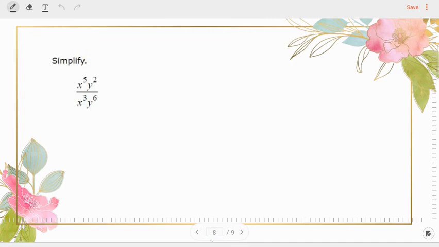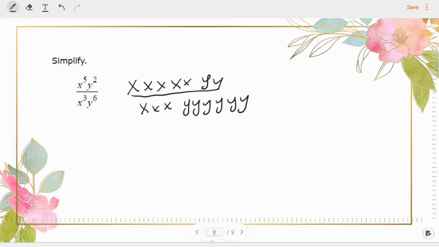So let's look at a different example. Simplify the following expression. Well, I don't have any numbers this time to worry about, but I do have a couple different variables. I'm going to write it out again just to make sure I'm recognizing what's going on with a multiple variable problem. 1, 2, 3, 4, 5, 6. Make sure I count right this time.